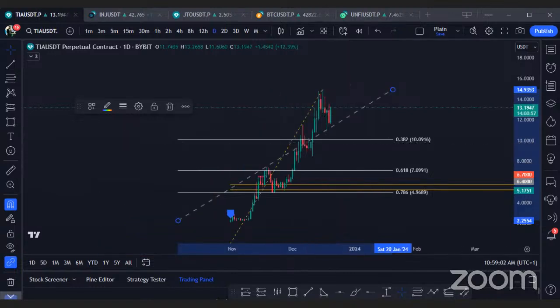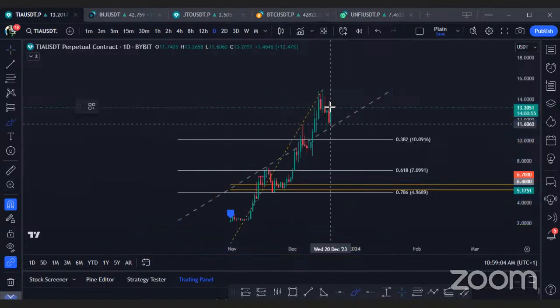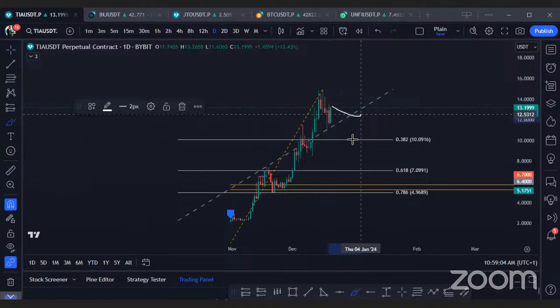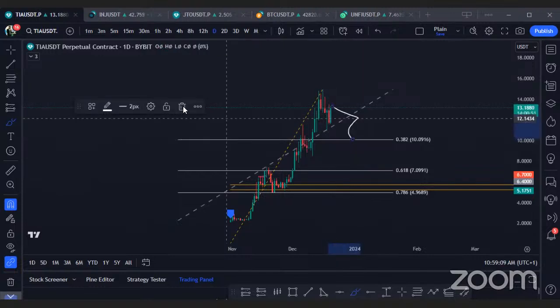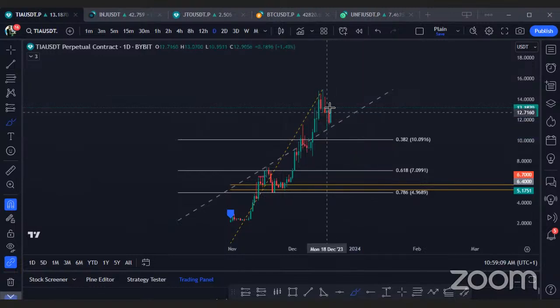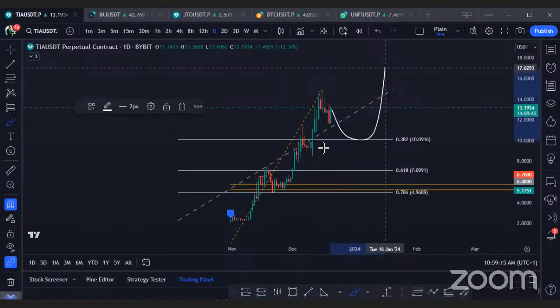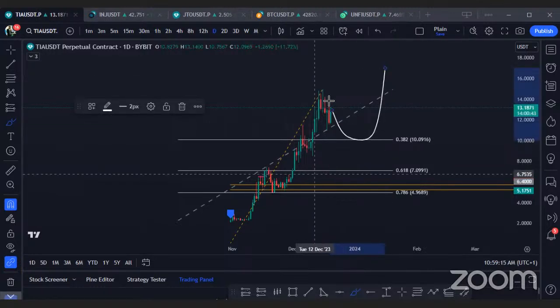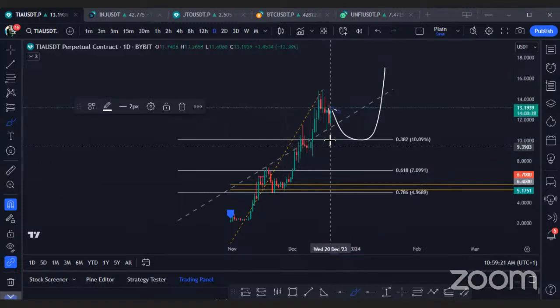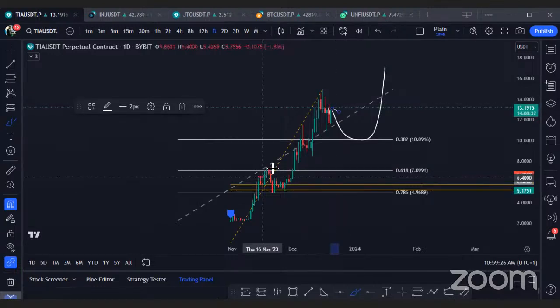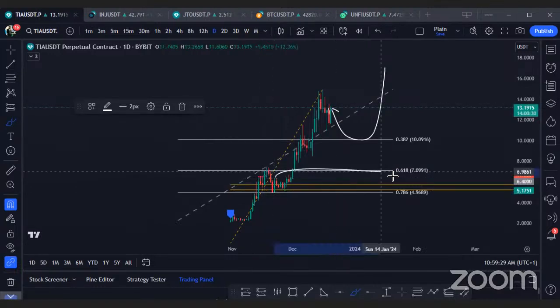So maybe you can still expect TIA to go higher from here if you are looking at a long-term setup. But if we have a massive dump, if BTC actually corrects and goes to like 38,000 or even 39,000, then you should be looking to buy TIA at this area here.